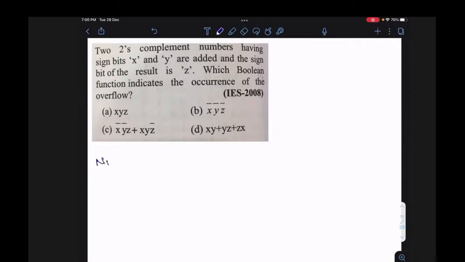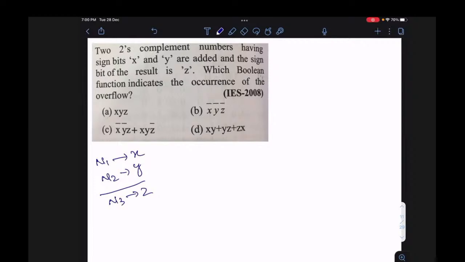You have a number n1 whose sign bit is x. You have a number n2 whose sign bit is y, and you are adding it. You are getting the number n3. Its sign bit is z. So in terms of x, y, z, they're asking what is the expression of the overflow. So how do you get it? If you understood the logic, you can easily answer.